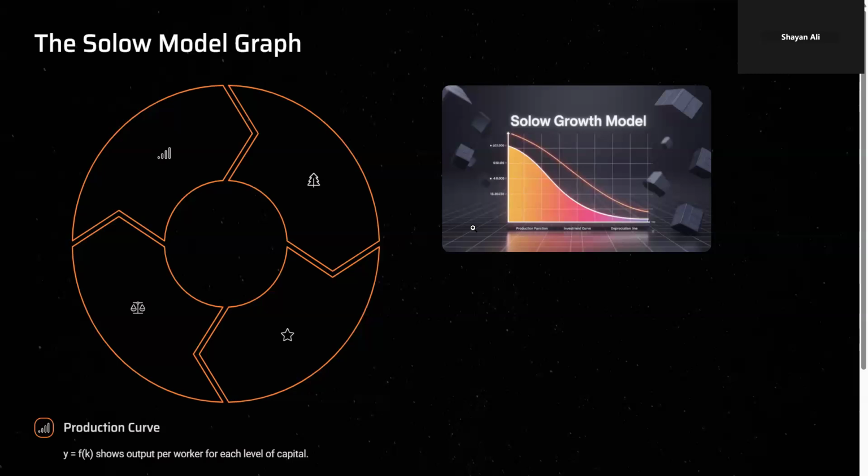And the magic happens where the investment curve and the depreciation line intersect. That's the steady state. And at this point, the economy stops growing in capital per worker unless technology improves. I hope you all got that.